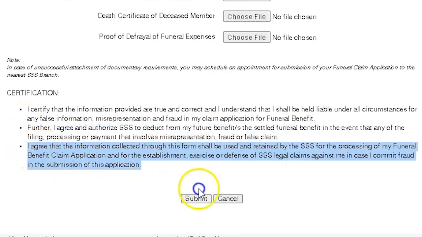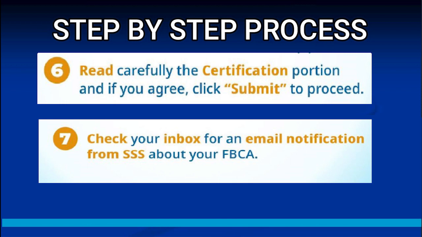I agree that the information collected through this form shall be used and retained by the SSS for the processing of my funeral benefit claim application, and for the establishment, exercise or defense of SSS legal claims against me in case I commit fraud in the submission of this application. And step number 7. Always check your inbox for an email notification from SSS about your funeral benefit claim application.